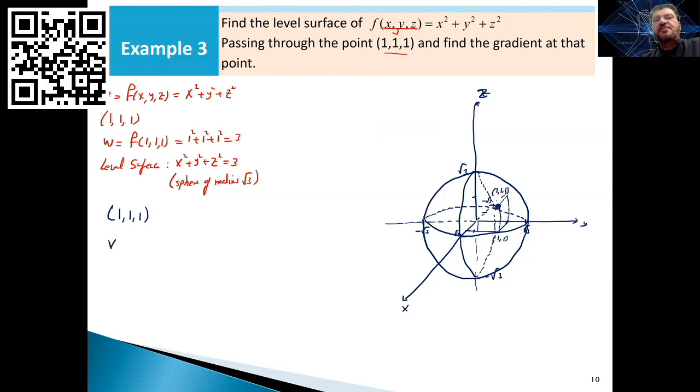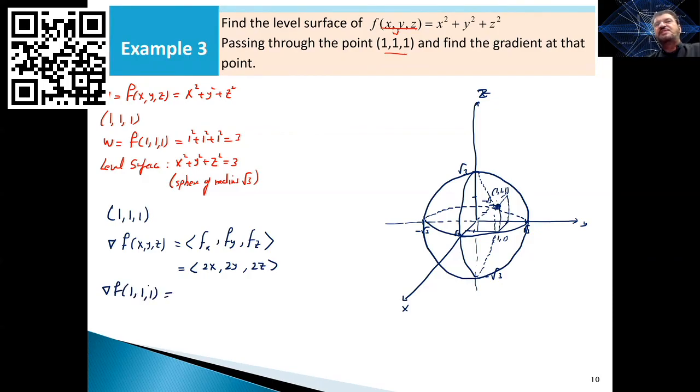Let's find the gradient of f of x, y, and z. What is the gradient here now, guys? It's fx, comma, fy, and fz, because now we are in 3 dimensions. What's fx? It's 2x. What's fy? It's 2y. What's fz? It's 2z, the partial derivatives. So the gradient of f at 1, 1, and 1, which he's asking for, is going to be 2, 2, and 2.